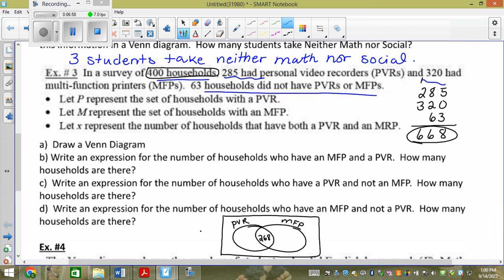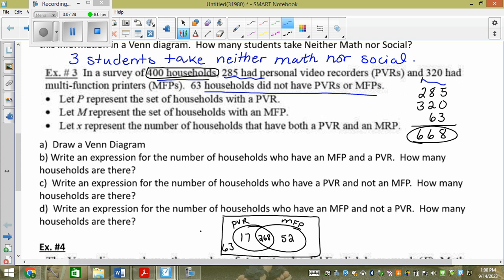285. What's 285 minus 268? And then the MFP should have 320, but there's 268 already in there, so how much? And then on the outside, 63. Now I told you yesterday that what you could do is just take 400 minus 63, then you're left with 227, and then add the other 2 up, right? Subtract 227. Still gets you the middle. I don't care which route you go as long as you get the 268 in the middle.